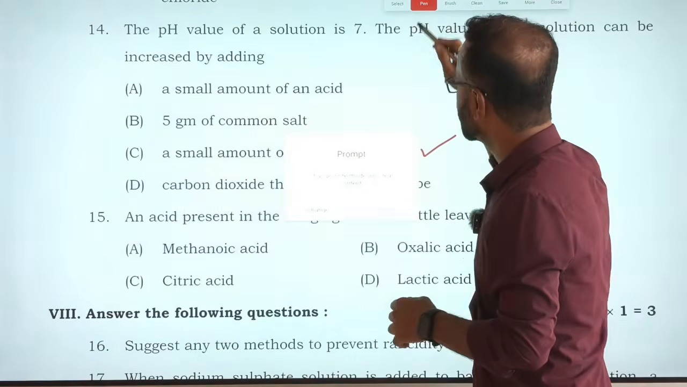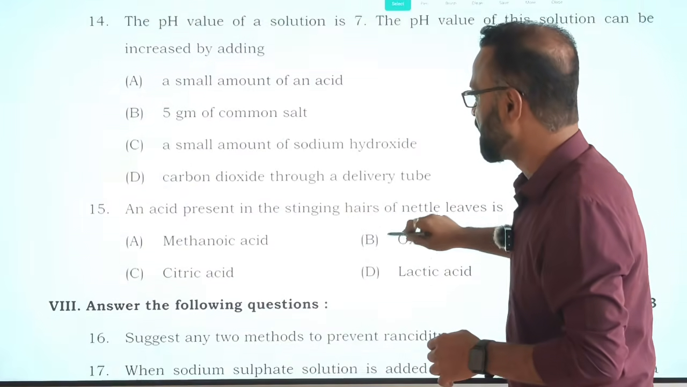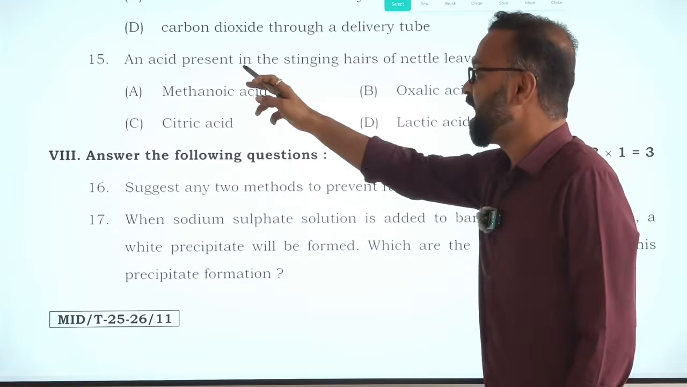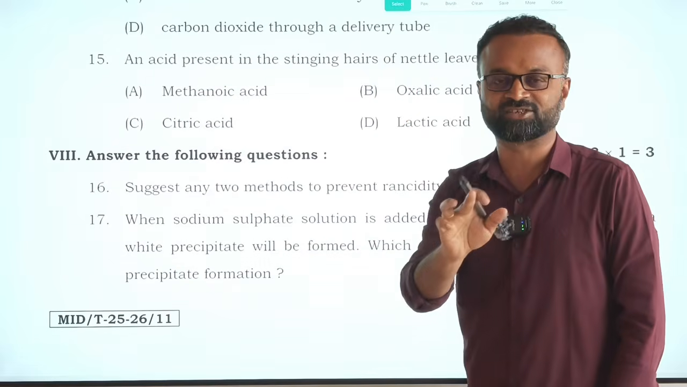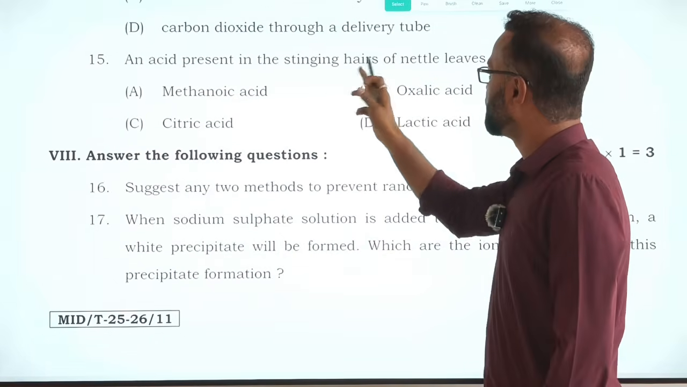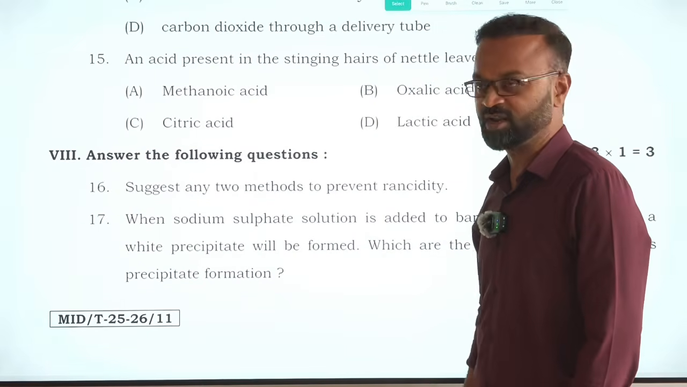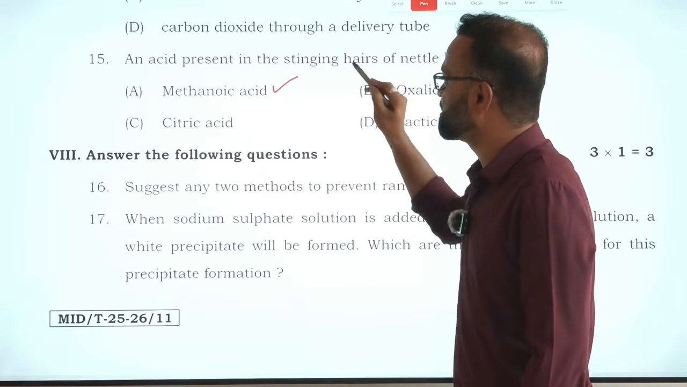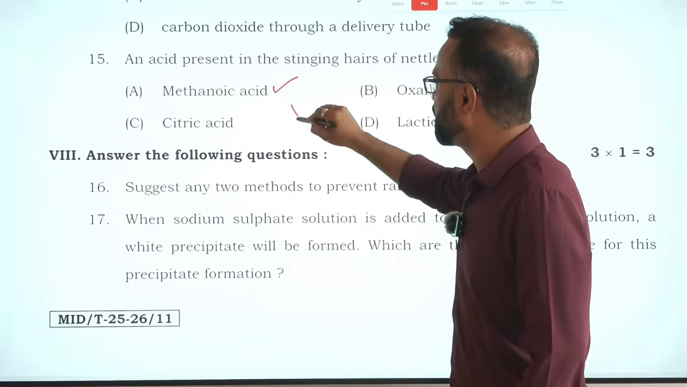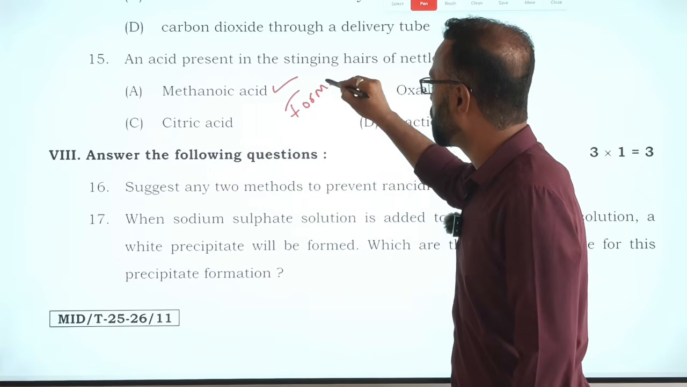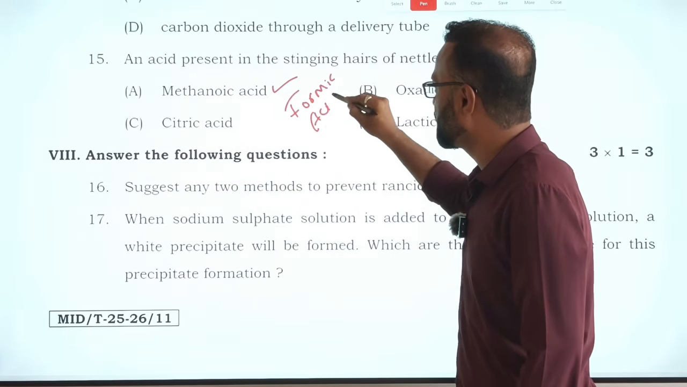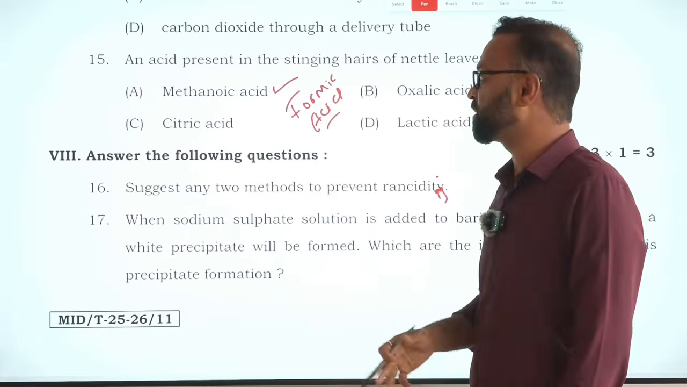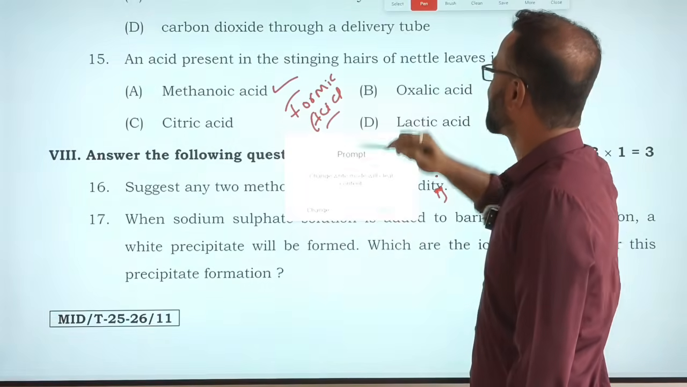Next one, see here. An acid, I told this is a 100% fixed question, that is either they ask about the ant sting or the stinging hairs of nettle leaves. Very simple, methanoic acid is the correct option, or we generally call it formic acid. So these 3 MCQs are very simple, we already discussed them in the previous sessions.